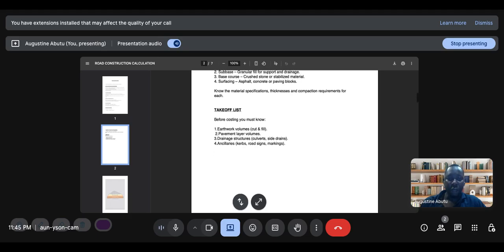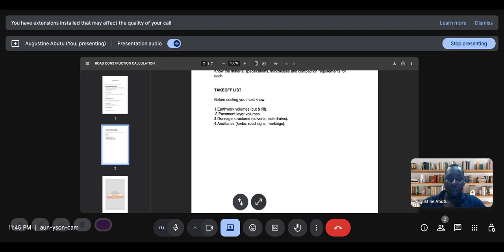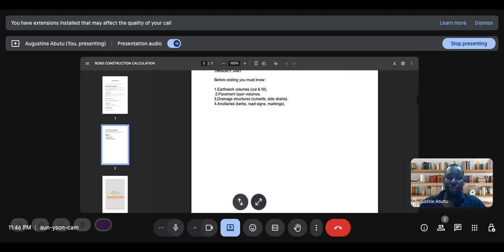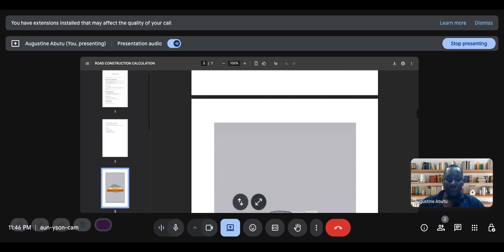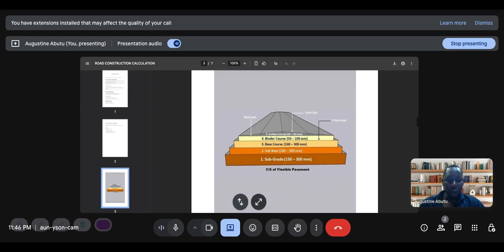Then your taking off list will have our earthworks, we'll have our pavement layer, we'll have our drainage structure, and then we'll have our itinerary, which is your curbs, your road signs, and your marking. Depending on the kind of road will determine if you'll be taking off for all of these lists. So I'll be explaining road pavement.